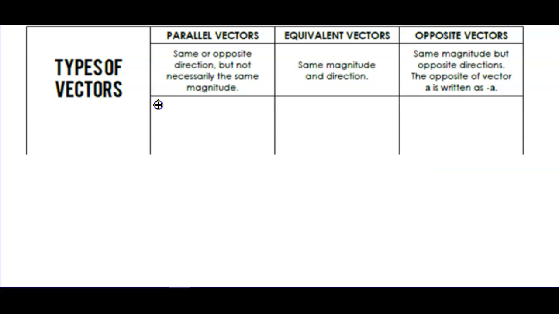All right, we're not going to do a whole lot with this, but just so you've seen this, parallel vectors are any two vectors that have the same or opposite directions, but not necessarily the same magnitude. Okay, so they can go the same way or opposite directions, but their slope is the same. That's the deal. Their slope is the same.